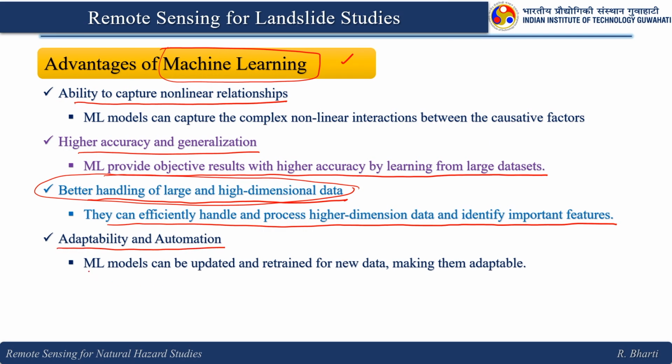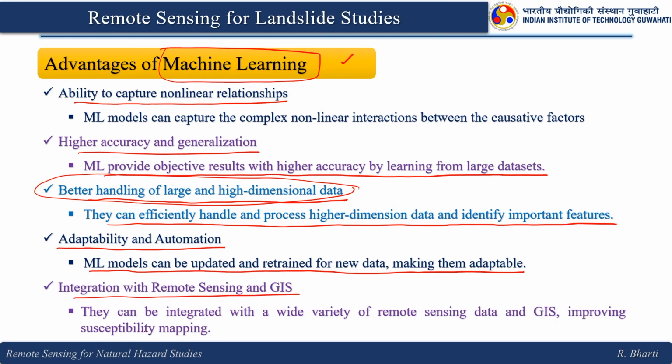Adaptivity and automation. ML model can be updated and retrained for new data, making them adaptable. If you have generated a ML model for a landslide studies for X area, similar model can be used for the Y area depending upon the retraining. You retrain your algorithm and then your model will be able to predict. Integration with remote sensing and GIS. They can be integrated with wide variety of remote sensing data and GIS, improving susceptibility mapping, right. So, when you are having the high dimensional data and in the spatial domain, you will have better prediction.